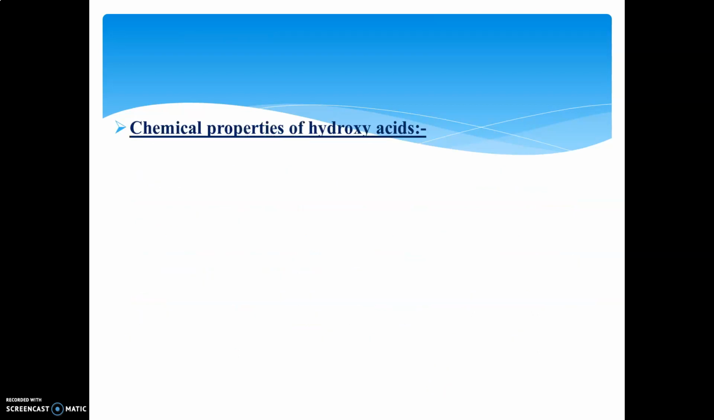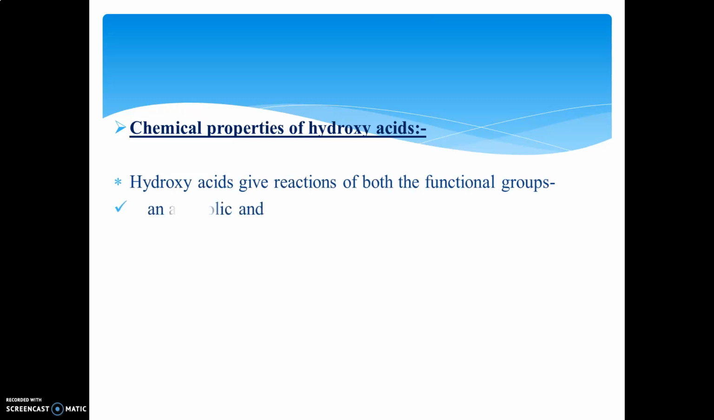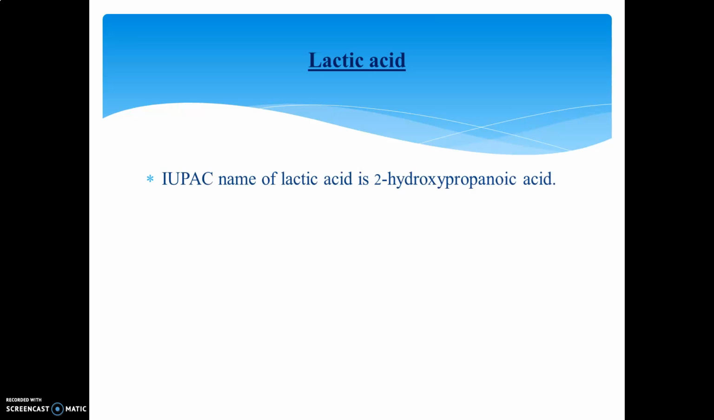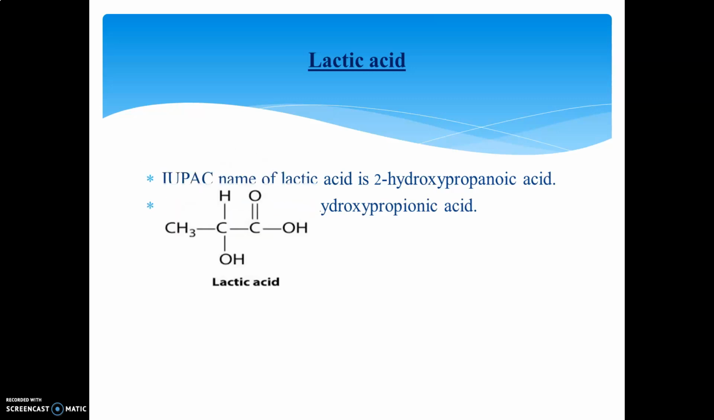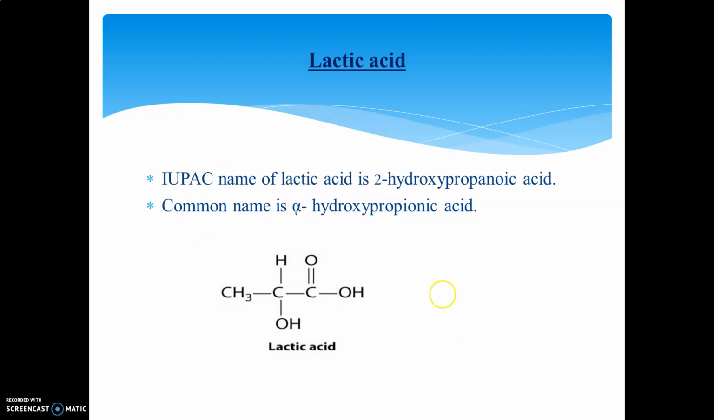Chemical properties of hydroxy acids. Hydroxy acids give reactions of both the functional groups, an alcoholic and a carboxylic group. The first hydroxy acid is lactic acid. The IUPAC name of lactic acid is 2-hydroxypropanoic acid. The common name is alpha-hydroxypropionic acid. This is the structure of lactic acid. It contains one asymmetric carbon atom, because this is the chiral carbon atom. It is attached to 4 different groups.